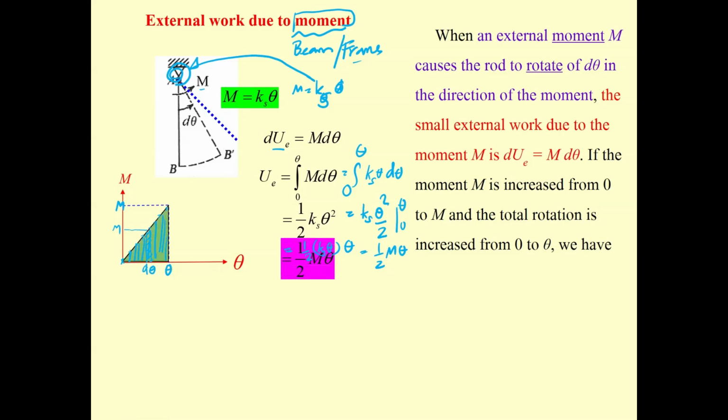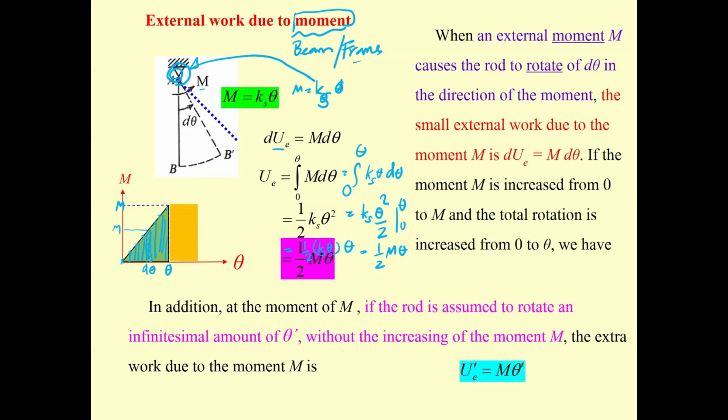Now you have this area, and then the same concept. If the moment is still constant and there is an infinitesimal amount of rotation, theta prime, occurring over here, then the area of the curve will be in this yellow region, and this can be computed based upon this equation: just M times the difference from here to here, theta prime, and theta prime is going to be very small. Again, the picture is just misleading.